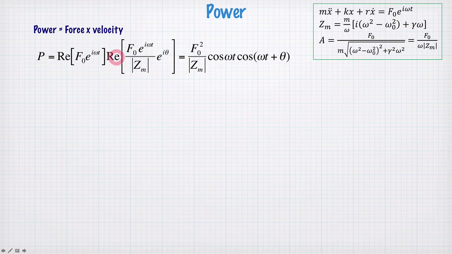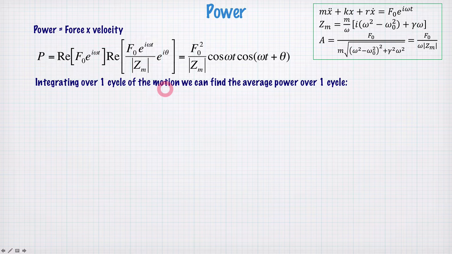The velocity is something we've found in previous videos, so the velocity is given by this in terms of the mechanical impedance, and we take the real part of that, multiply it together, and we get an expression for the instantaneous power as a function of cos omega t and cos(omega t + theta). So this is the instantaneous power at any given time t. What we're more interested in, however, is the average power.